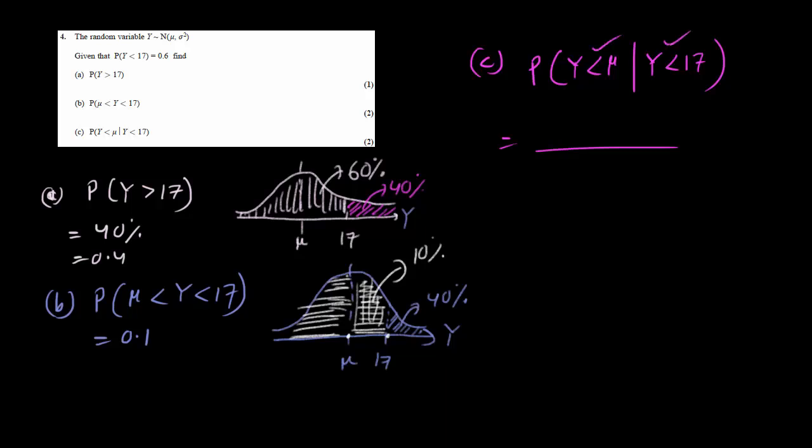The probability of y less than 17, we already know that is given, is 0.6. And the probability of y less than the mean, we know that is this portion, and that is 50%, which is 0.5. So the probability would be 5 by 6.